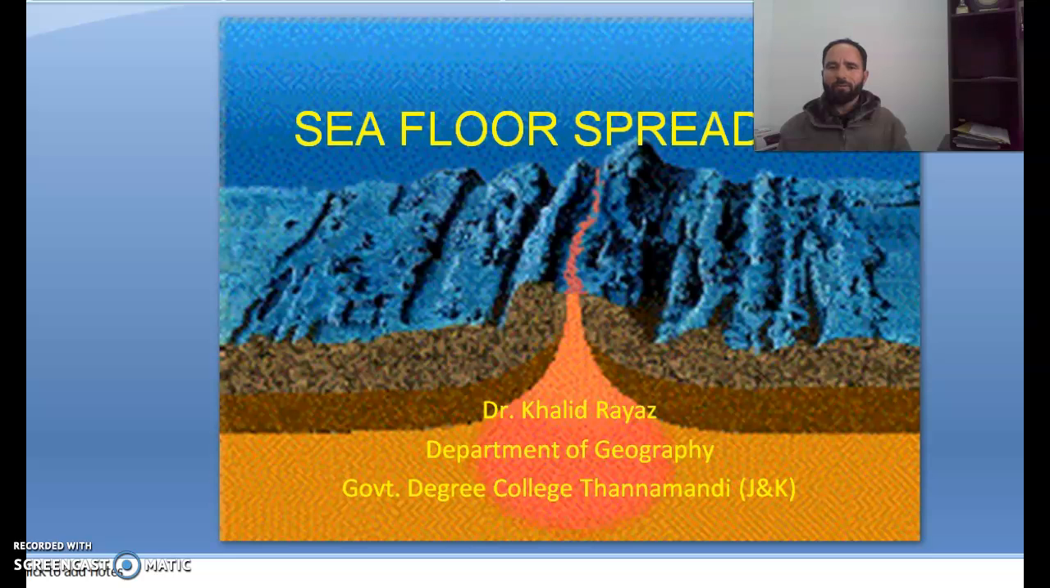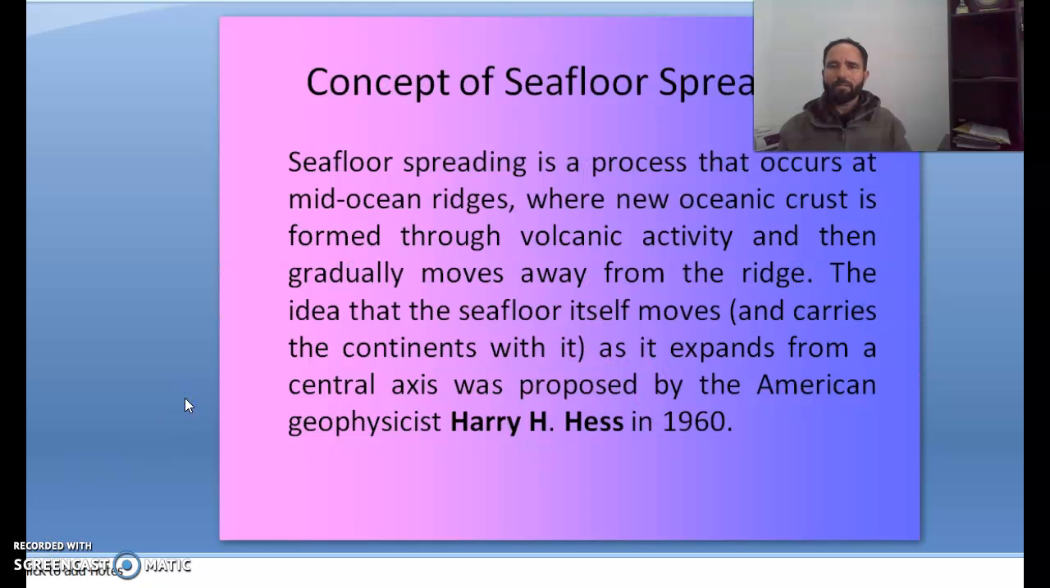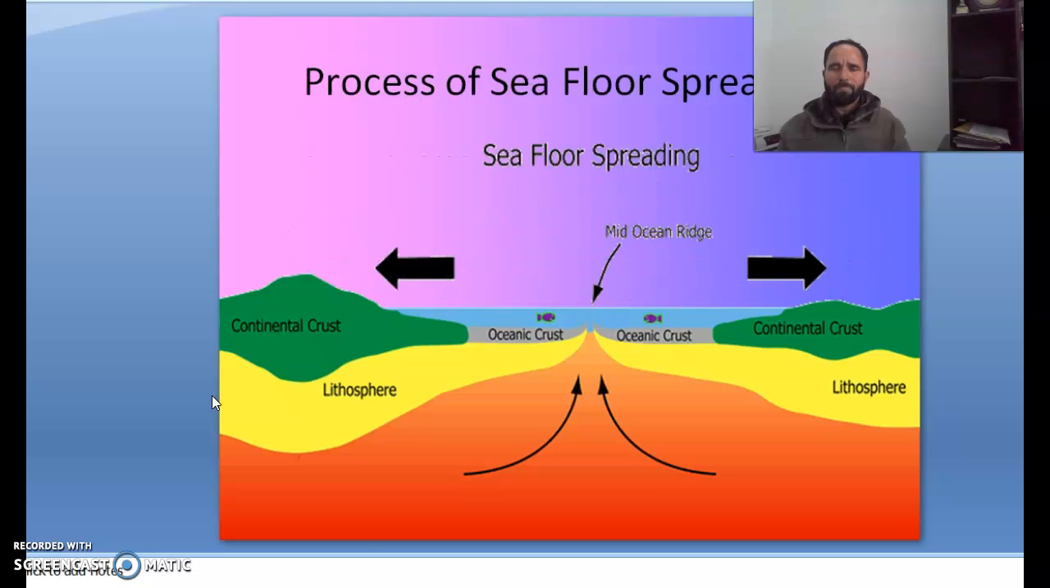Today we will discuss seafloor spreading. Seafloor spreading is a process that occurs at mid-oceanic ridges where new oceanic crust is formed through volcanic activity and then gradually moves away from the ridge. The idea that the seafloor itself moves and carries the continents with it as it expands from the central axis was proposed by the American geologist Henry Hess in 1960.